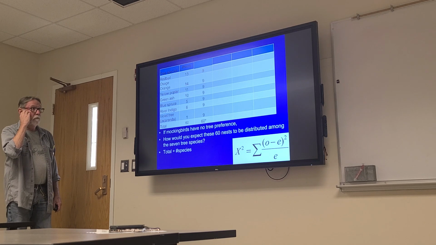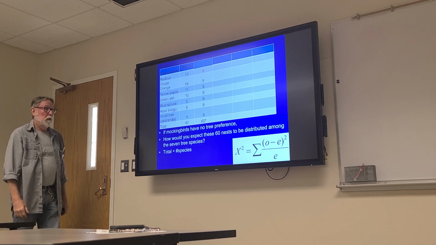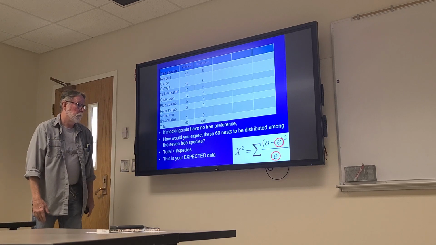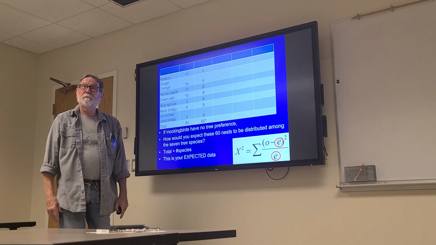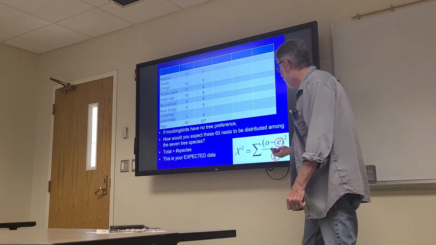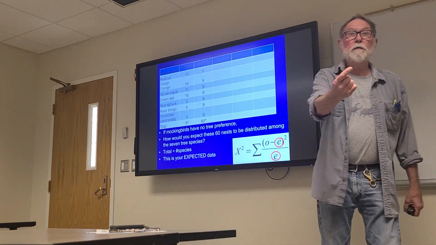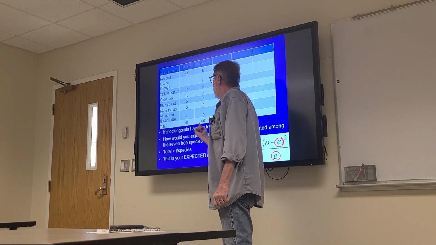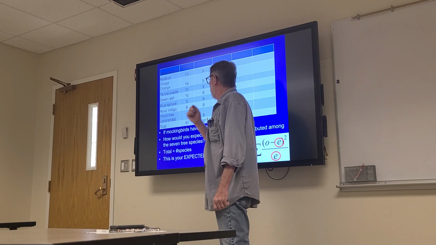That's basically what I was expecting here. This is your expected data. So the only things I need for this equation are 2 things: observed data and expected data. This is how I would expect them to be, and this is how they were lined up.